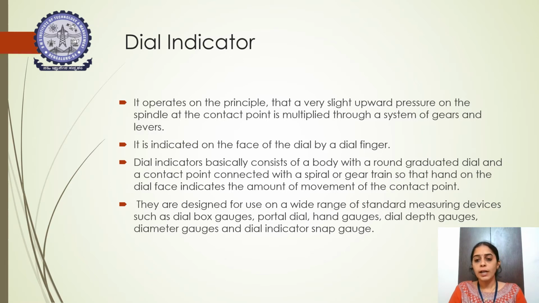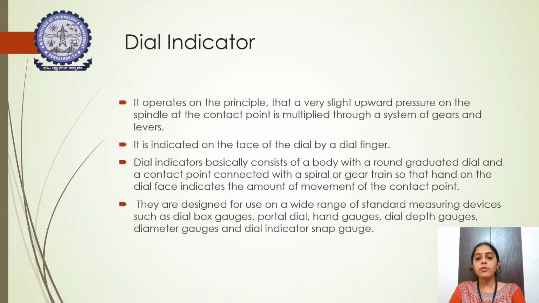Gear train, so that the hand on the dial face indicates the amount of movement of the contact pin. So it is nothing but the dial indicator. You have seen already how it looks. It will have a graduated dial, and a contact pin with a spiral or gear train at the back, so that the hand on the dial face helps in identifying the amount of movement of the contact point. I'll show the diagram in the next slide.